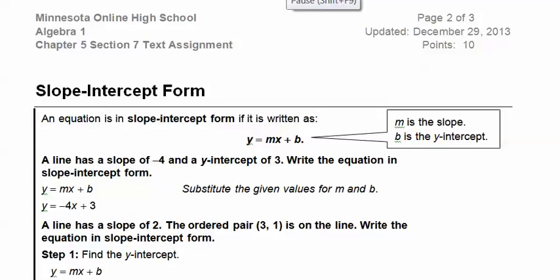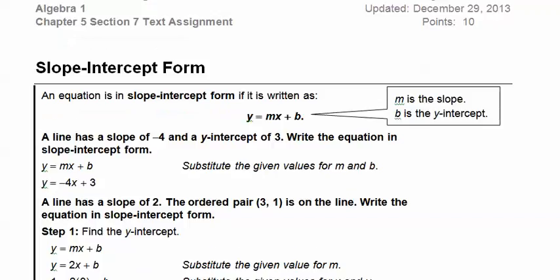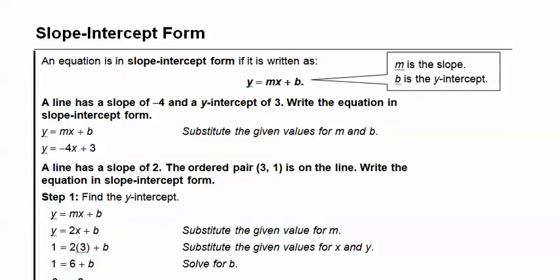Section 7 assignment, and this is on the alternate assignment. At the beginning of this worksheet, there are some directions on how to check and see if an equation is in slope-intercept form, and if it is, you can just identify what the slope and y-intercept are, or if you're given the slope and y-intercept, you can just plug those in.